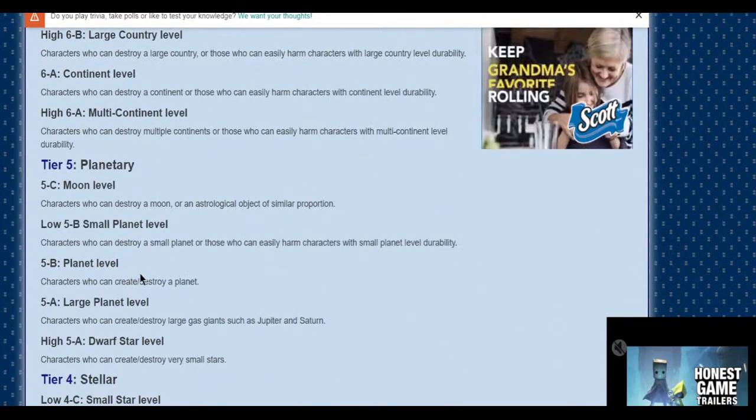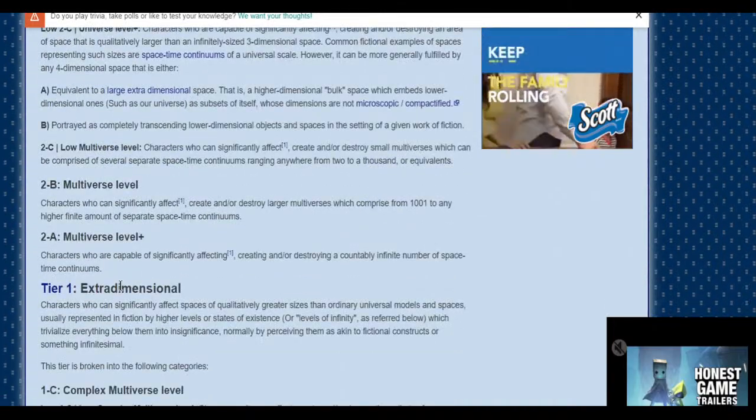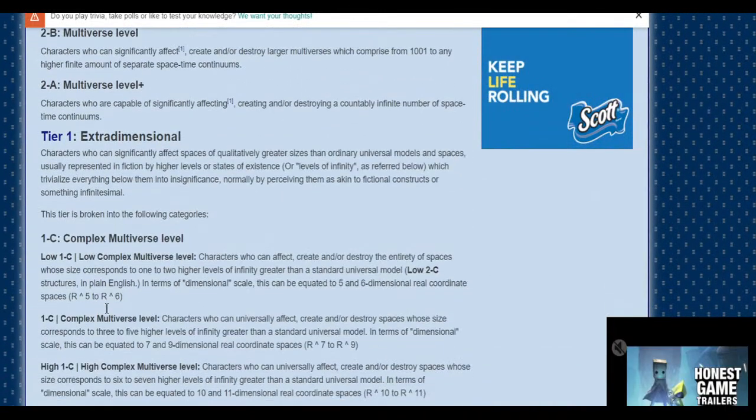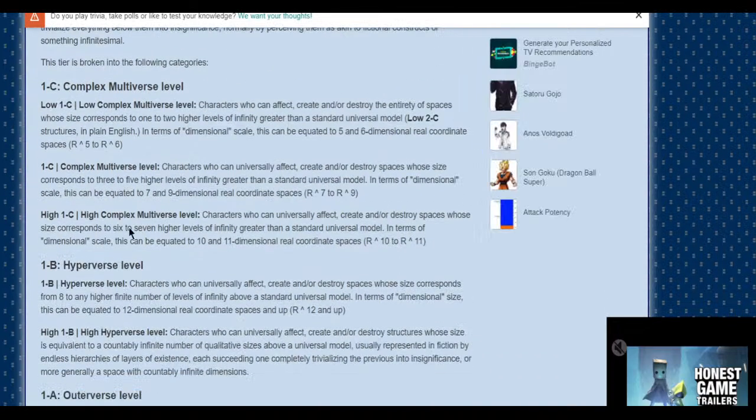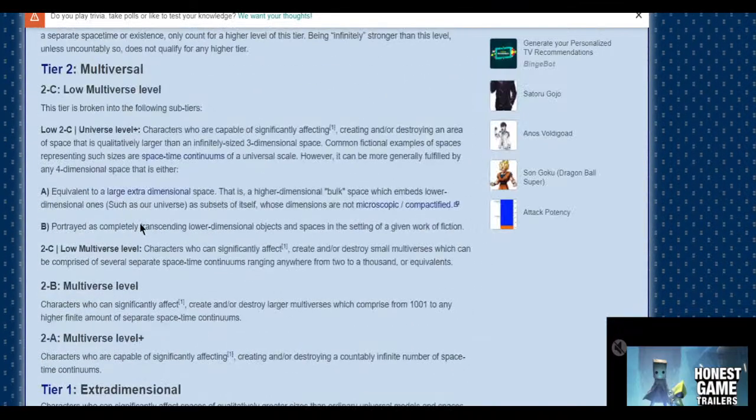So let's go here. It's not that hard. Let's go here.